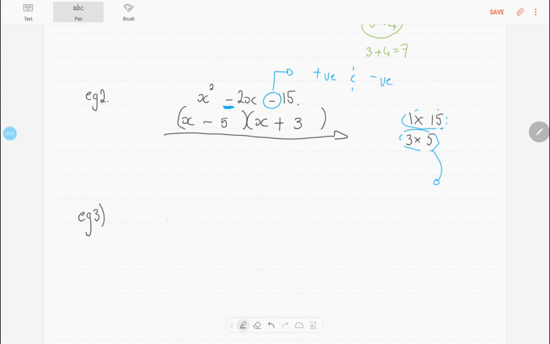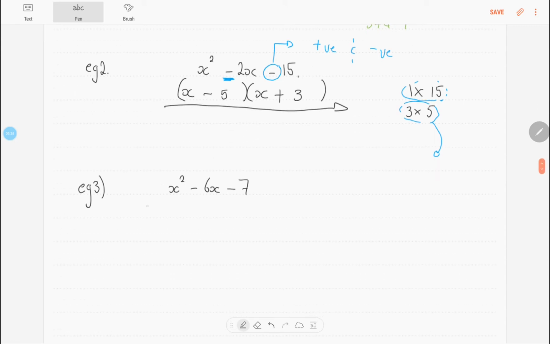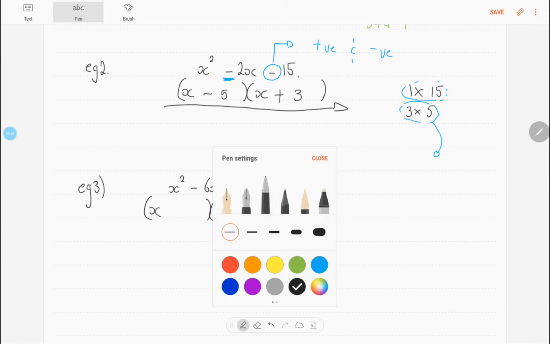All right, so we have x squared minus 6x minus 7. Okay, cool. We notice that the coefficient in front of our x squared is 1. So I can put in my brackets straight away. I can also put in my x straight away. And now we've got to think about our signs.